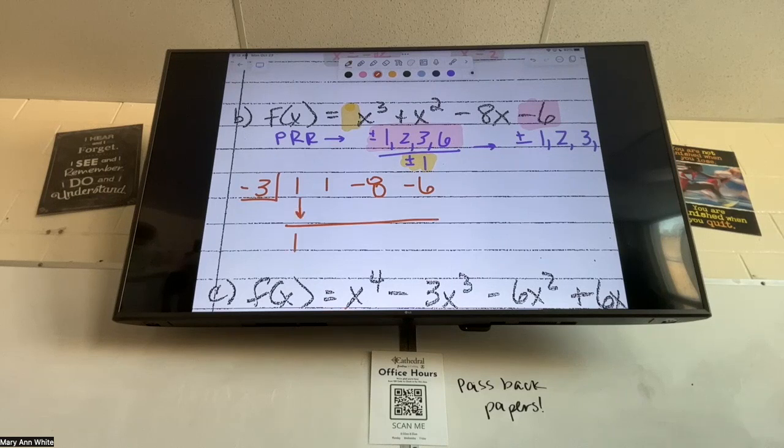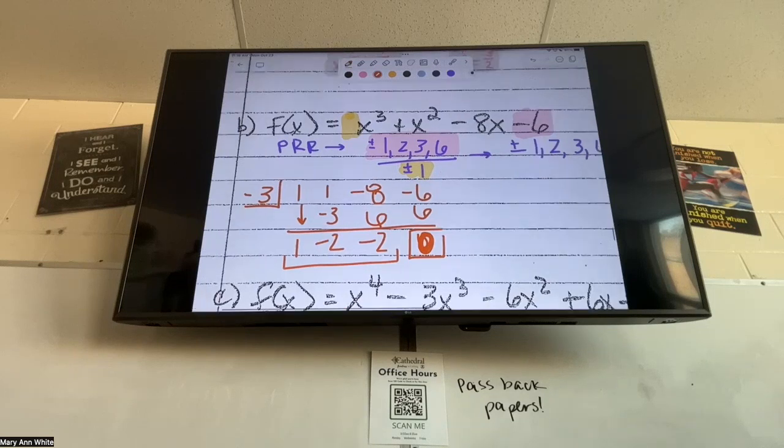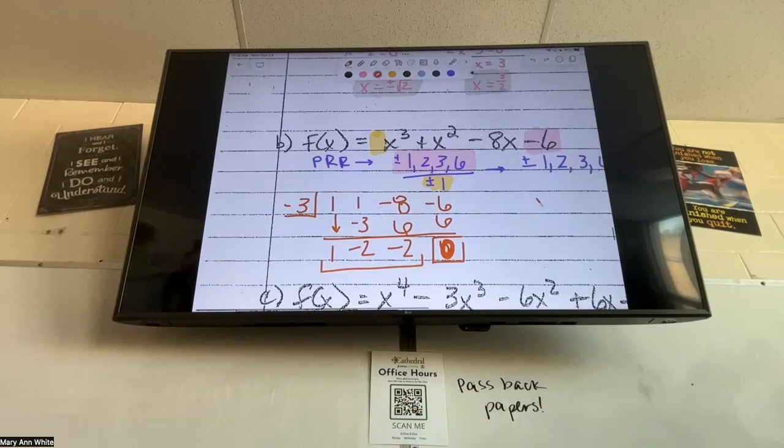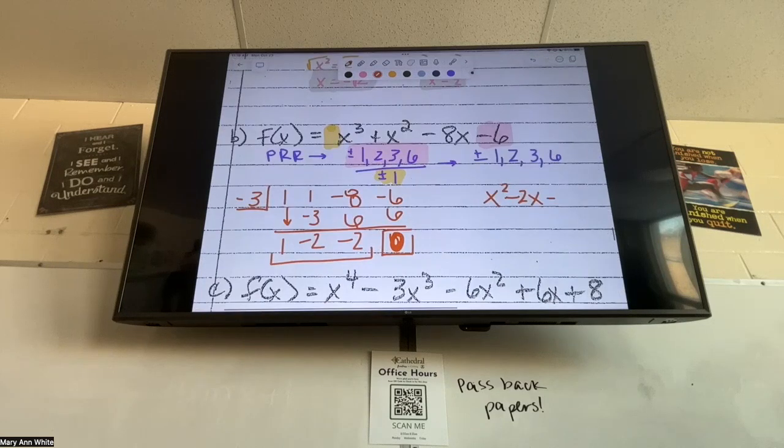So I'm going to go 1, and that gets me -3, so -2, which is 6, which is -2, which is +6, which is 0. If we were just trying, we would know to stop because we were at 0. Now I get to take this new expression, just like we did on those graphing ones earlier, and we're going to set it into our normal polynomial equation. So it's going to be x squared minus 2x minus 2.